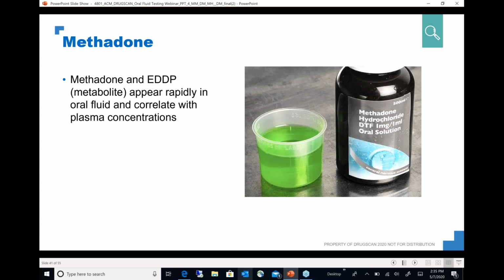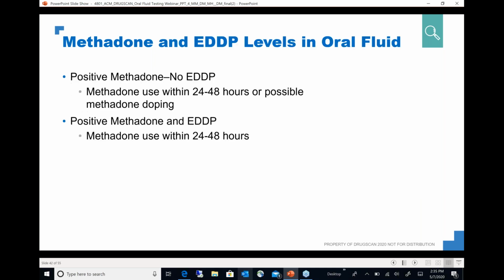Methadone and the major metabolite EDDP appear rapidly in oral fluid and correlate with plasma concentrations. Positive methadone, no EDDP, indicates that the individual used methadone within 24 to 48 hours, or they could possibly have placed the methadone in their mouth, just like the individual placed the fentanyl in their mouth. Positive methadone and EDDP is indicative that the patient used methadone within 24 to 48 hours.